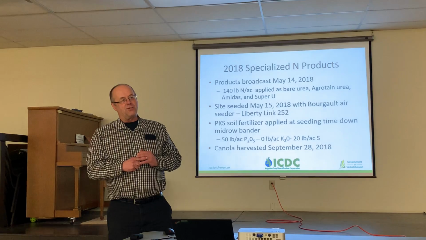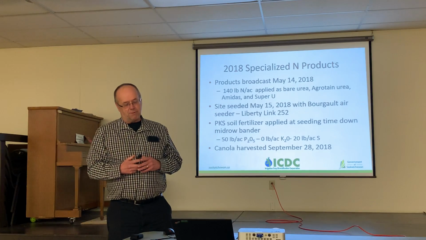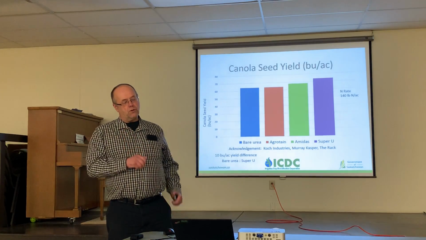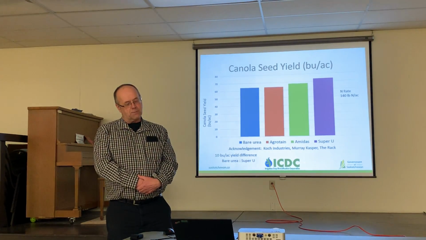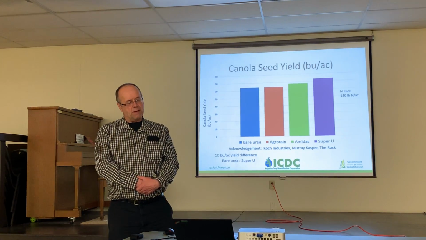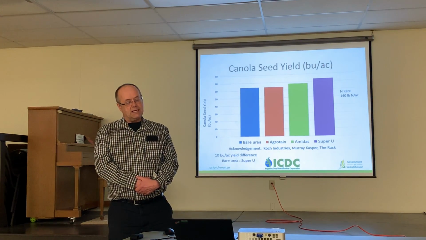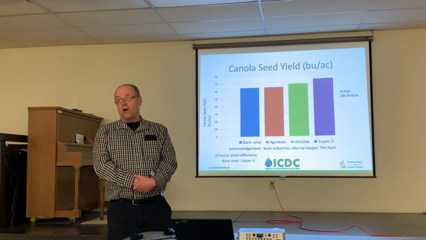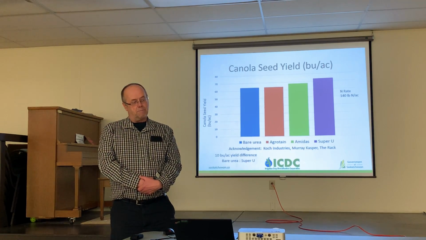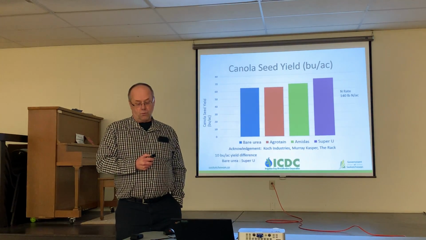Joel and I had to be very patient waiting for this crop to be taken off. It wasn't harvested until the end of September. But the interesting thing was the SuperU provided about a 10 bushel per acre yield response over the bare urea. I had not realized how successful this product would have been in increasing the yield. Now, it does cost about $150 a ton higher than bare urea, so that's a management decision, but the product does do what they claim it does.